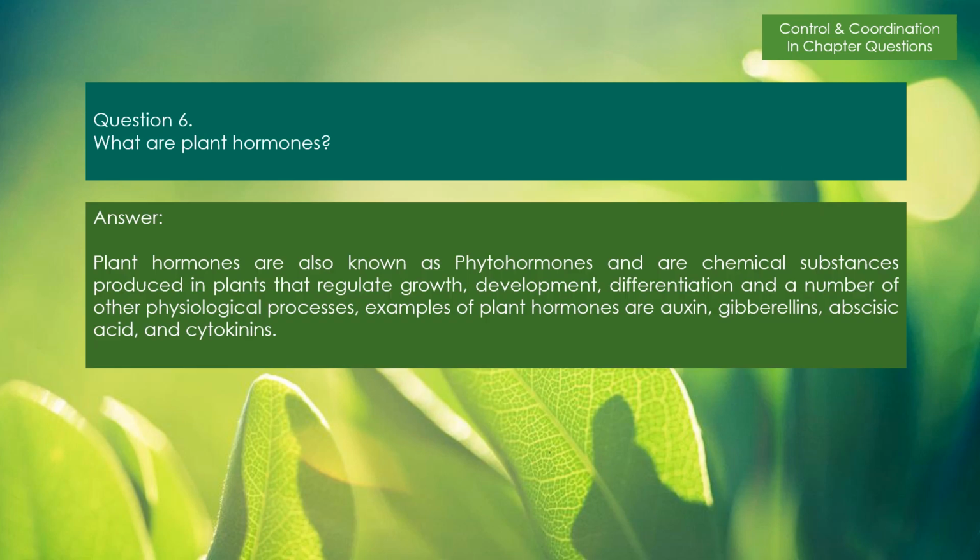What are plant hormones? Plant hormones are also known as phytohormones. Phyto means plants, and hormones basically are chemical substances which are produced by the body, in this case the plants, to regulate the growth, development, differentiation, and a number of other physiological processes. Some examples are auxin, gibberellin, abscisic acid, and cytokinins.